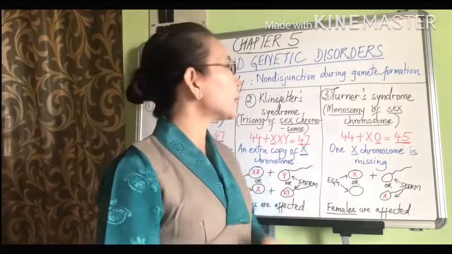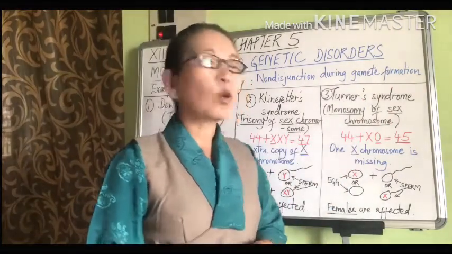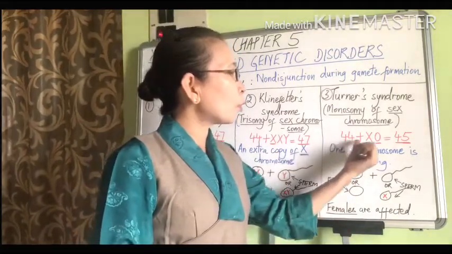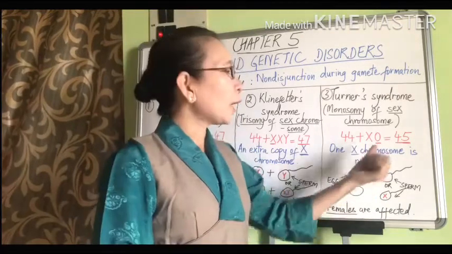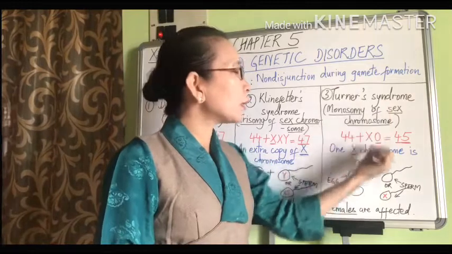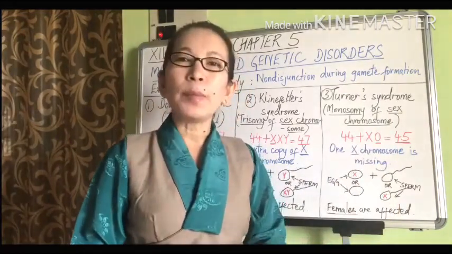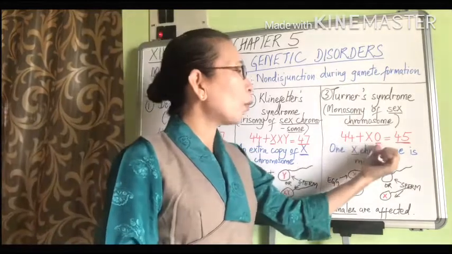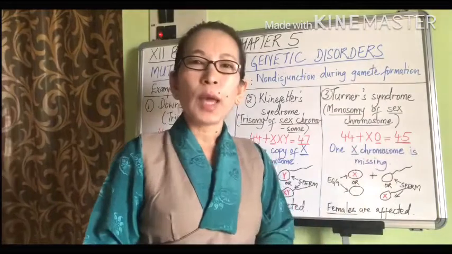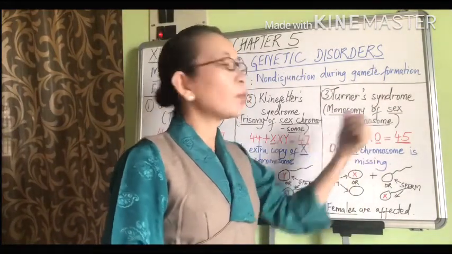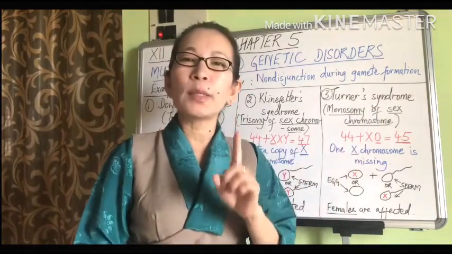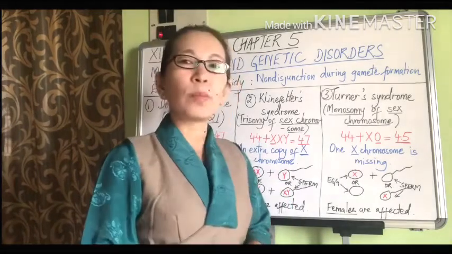The third example is Turner's syndrome, where there is a loss of one chromosome. Their genotype can be written as 44 plus X0. So they have a loss of one of their X chromosomes, because of which Turner syndrome always affects females. Because of one less X chromosome, the total chromosome number becomes 45. This condition is also called monosomy of X chromosomes or monosomy of sex chromosomes, in the sense that they only have one copy of the X chromosome.